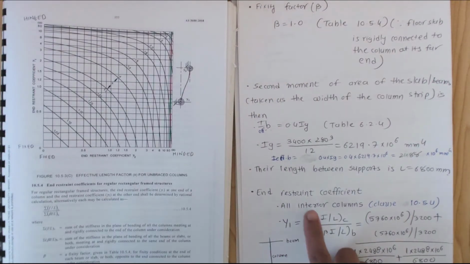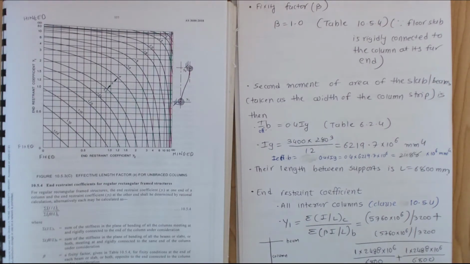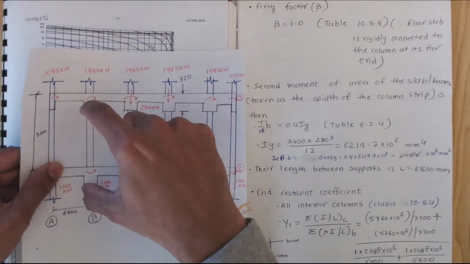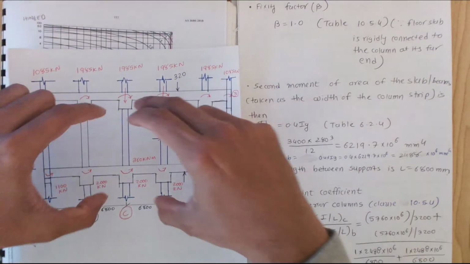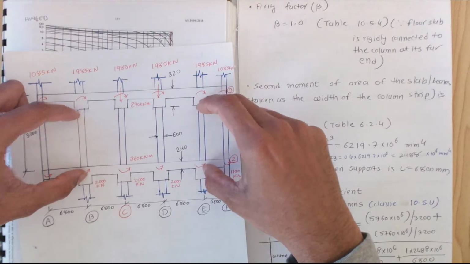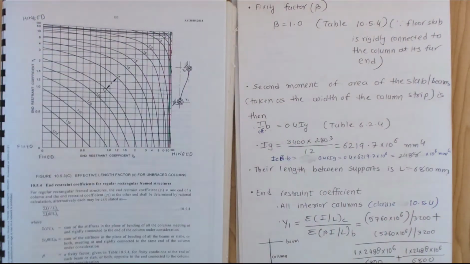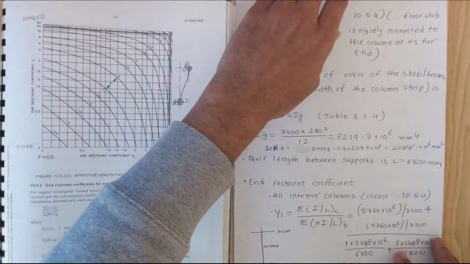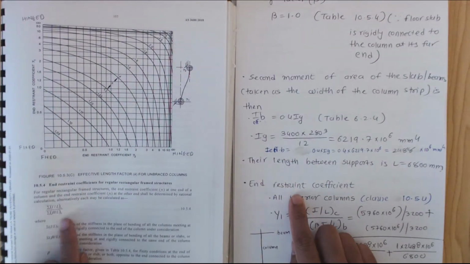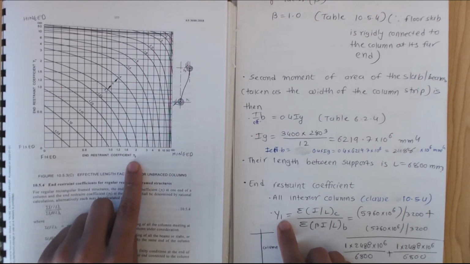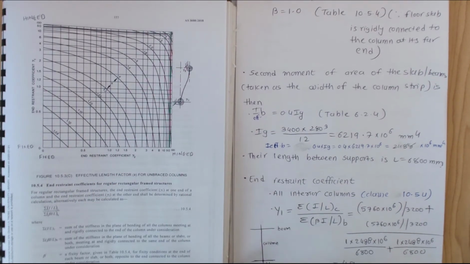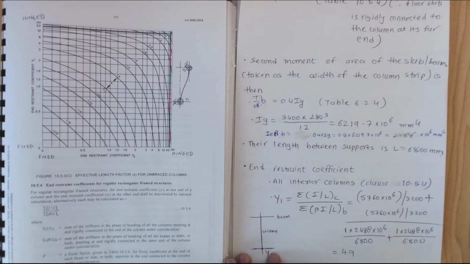So now for that case, let's calculate the end-restraint coefficients. If I want to calculate the end-restraint coefficients for all interior columns, these are interior columns, and those are the exterior columns. All 4 of these are interior columns, and 2 are exterior columns. Now for all interior columns, let's calculate the end-restraint coefficient psi 1. That psi 1 is basically here.